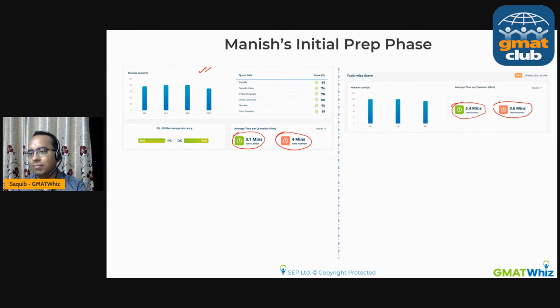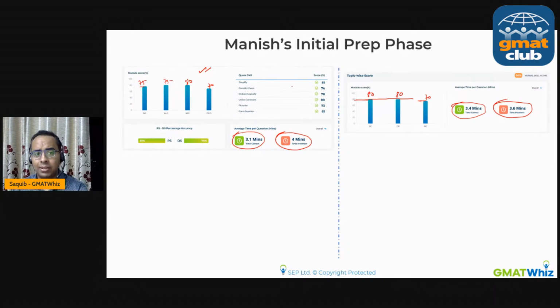3.5 minutes again, roughly. But notice that during his prep phase, he did not falter on his accuracy. He focused on his accuracy. Look at his accuracy, almost close to 80% in SC and CR and about 70-75% in RC. Look at his quant accuracy. Almost all of them are close to 75, 80, 75, 75, 80, 70, something like this. He did not compromise much on the accuracy part. He focused on learning properly.